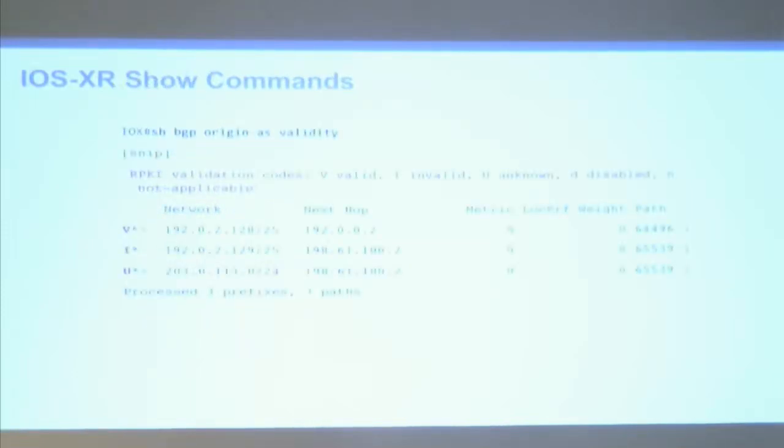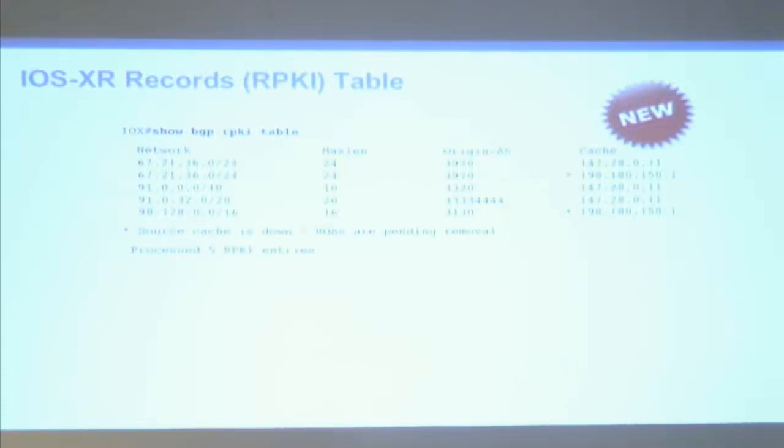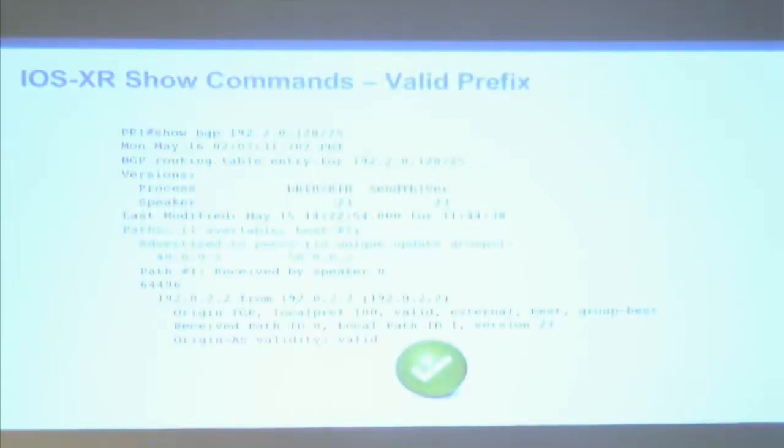So similar extensions to the table output in XR to tag the routes with the appropriate validation state. A similar command to basically display the RPKI database built as a result of the download of the ROAs. And the prefix output has similarly been enhanced to display the validity state on the route.